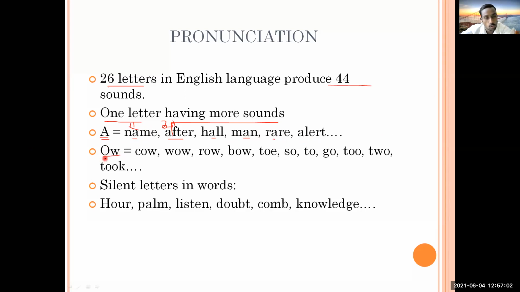Again we'll try to understand with this. Here you get the ow sound, as in cow. Which sound did we get? We got the ow sound. Again we have wow, again the ow sound. Does it mean ow is always the ow sound? No. If you read this, how will you read it? Row. It's row, not raw. It is not the ow sound like cow or wow, it is the O sound. And here I will read it. Bow. It is bow. Again, the O sound is here.